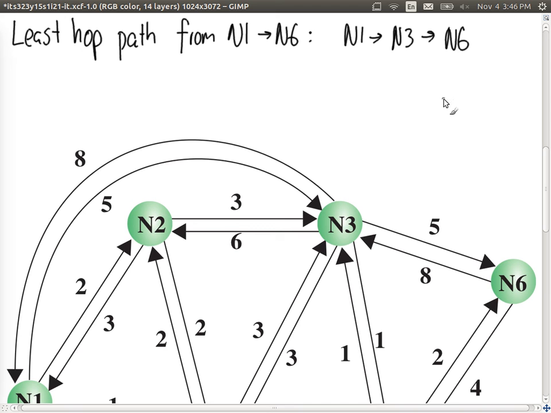In some cases, we'll use the hop count as an indicator of the best path. It's a very simple way to say, okay, the best path from node 1 to node 6 is the one with the least number of hops. It's very easy to measure.